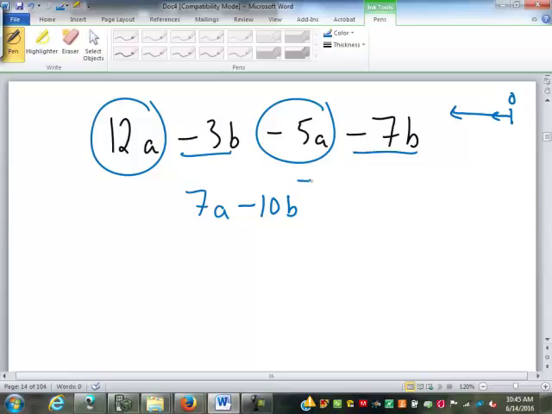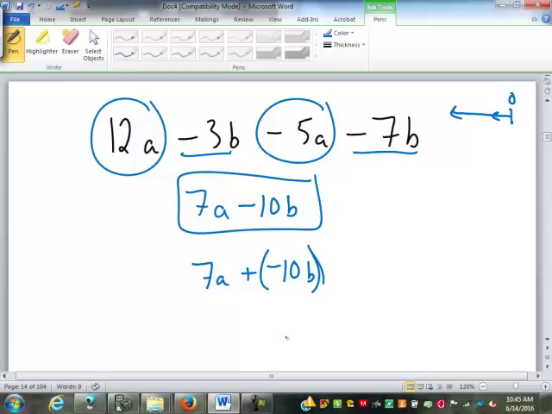I could write it as 7a minus 10b like that, or an alternative way would be 7a and a negative 10b. That's acceptable as well. You can put parentheses around that if you wanted to.